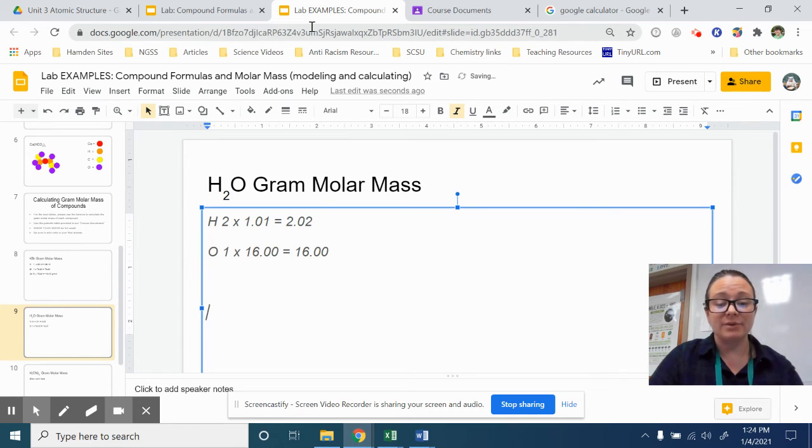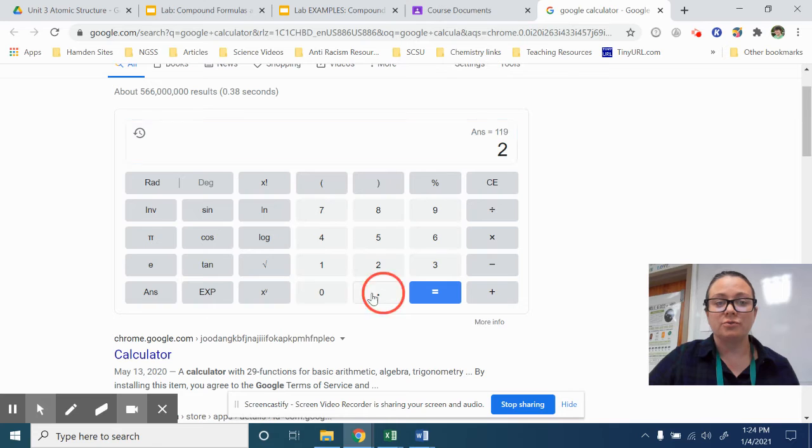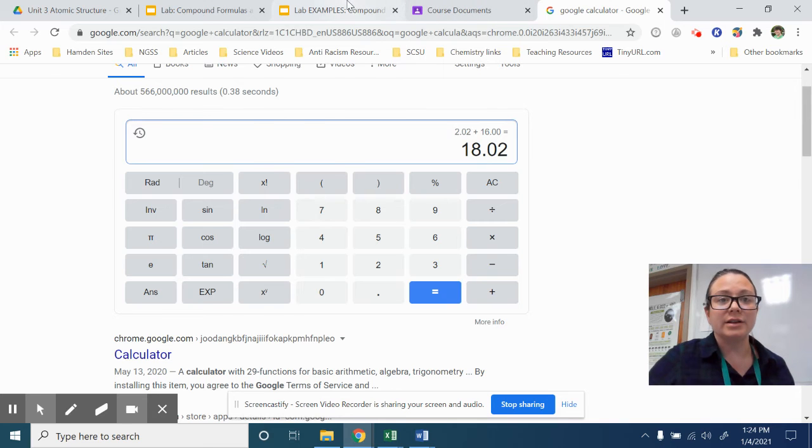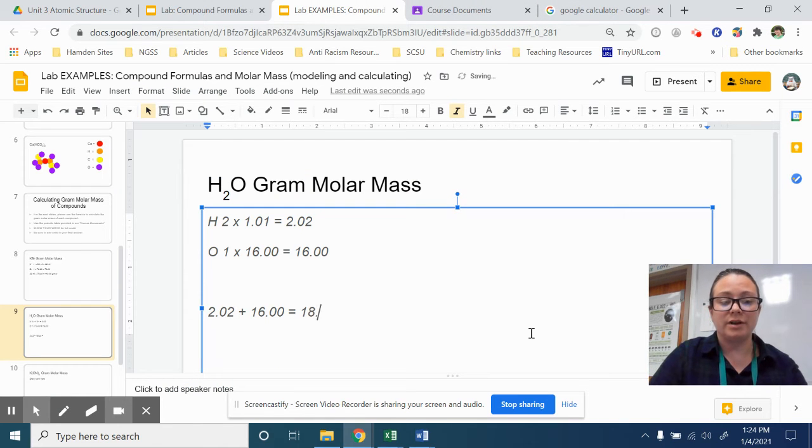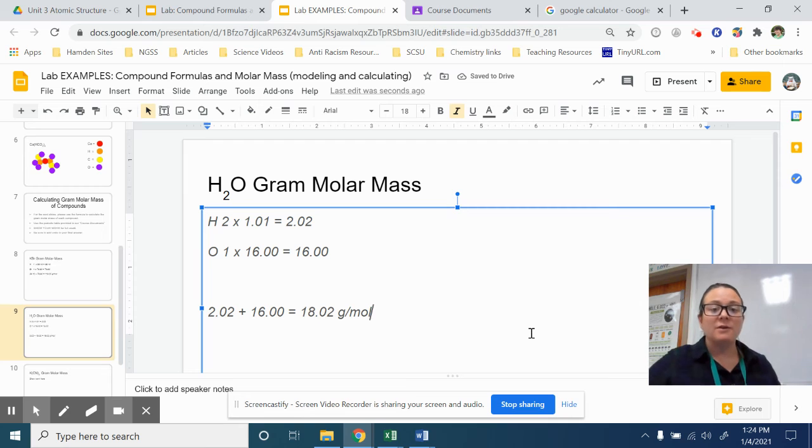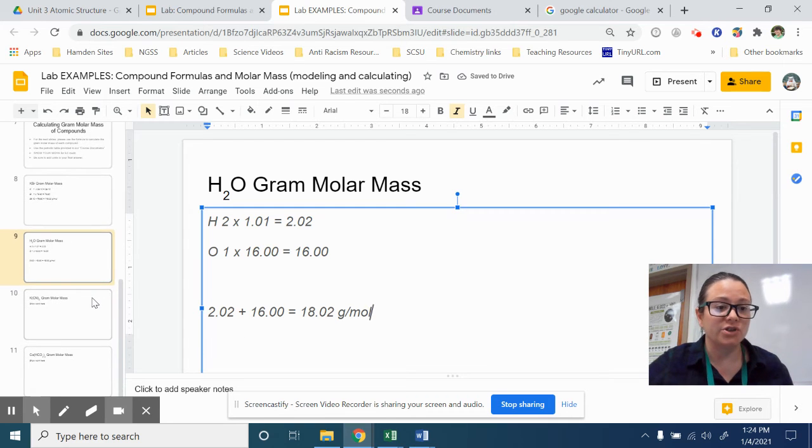Okay, the last step is I add them up. 2.02 plus 16.00. I get 18.02. Remember, keep those last 2 decimal places in there. My units are grams per mole. The units are the same for everything. Let's try 2 more examples.